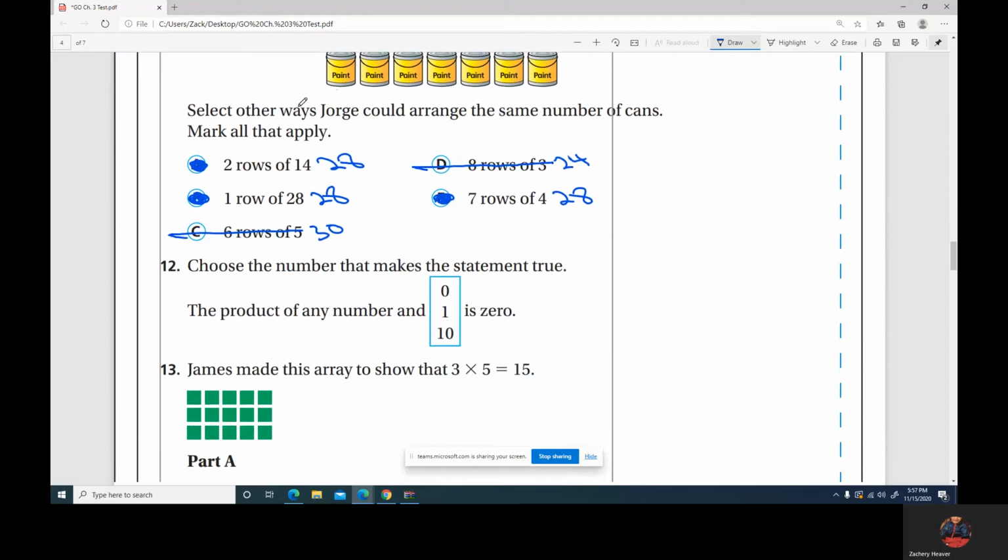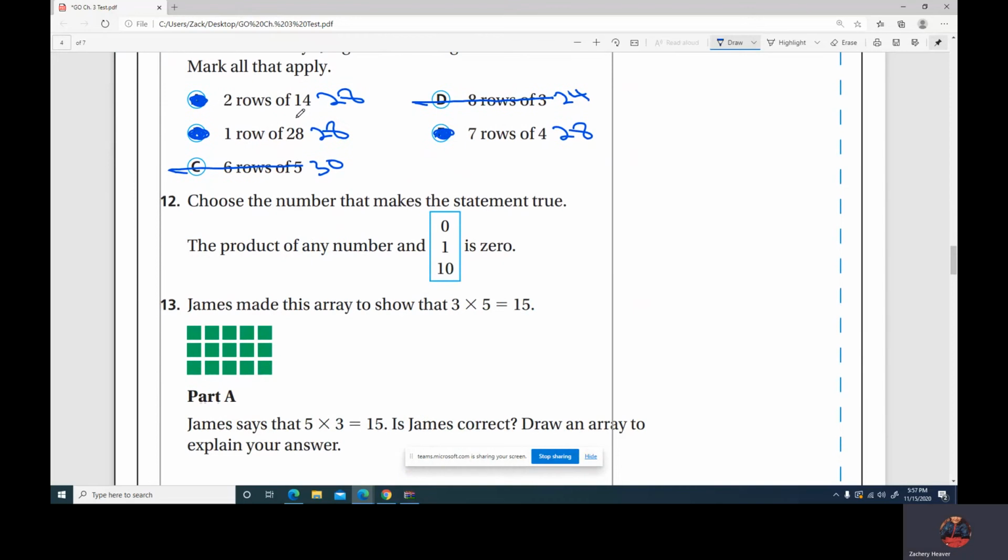All right. It says choose the number that makes this statement true. The product of any number, which is the answer, guys. This is the answer to a multiplication sentence. So the answer of any multiplication sentence, the product of any number and what is 0. So you times any number in the world, any number, and it equals 0. What's the other factor going to be?